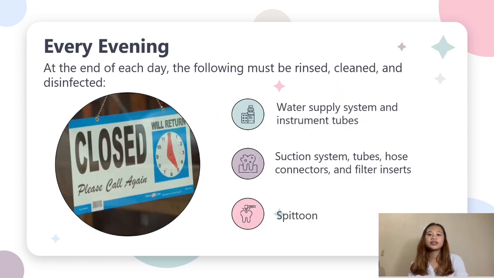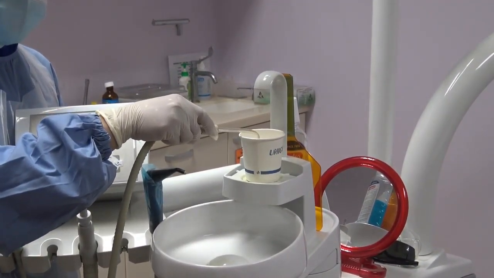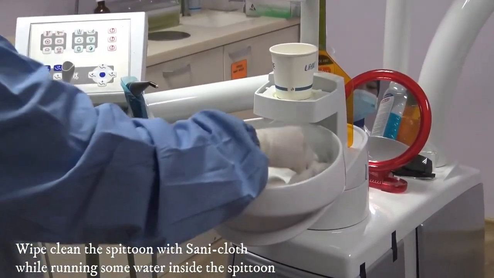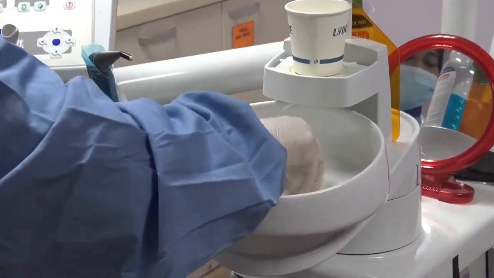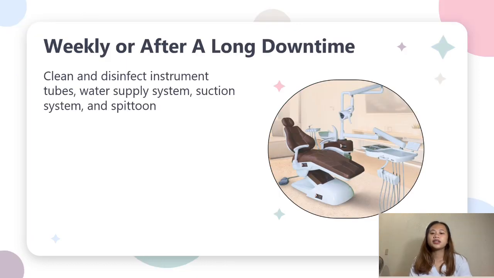For every evening schedule, at the end of each day, the following must be rinsed, cleaned and disinfected. First is the water supply system and instrument tubes, suction system tubes, hose connectors and filter inserts, and lastly the spittoon. Disinfection schedule as needed: firstly control the air filter or turbine, clean and replace silicone pads, clean and disinfect cup filler and cup rest, clean and disinfect instrument holder, and lastly, change the amalgam separator. And lastly, the disinfection schedule for weekly or after a long downtime is to clean and disinfect instrument tubes, water supply system, suction system, and spittoon.